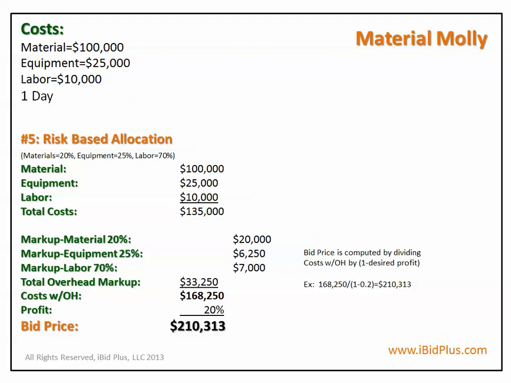Next, the final strategy we will be comparing is the risk-based allocation, as discussed earlier. Remember, this allocation method uses different percentages for material, equipment, and labor to calculate overhead. So, as the other examples mentioned, we have total cost of $135,000. This strategy differs because we take the material and mark it up 20%, the equipment 25%, and labor 70%, thus producing a total overhead markup of $33,250. Add this to our costs, plus a 20% profit, and we arrive with a bid price of $210,313.